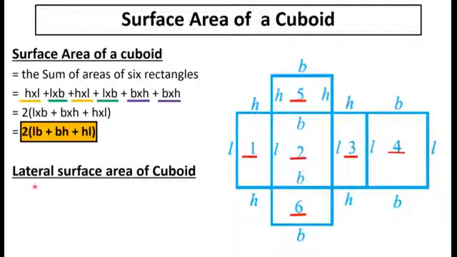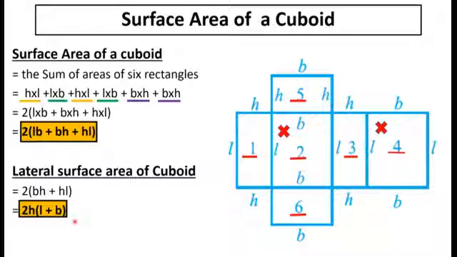Lateral surface area of cuboid. For calculating the lateral surface area, we do not consider bottom surface and top surface of cuboid. Only side 4 surfaces are considered. So it can be written as 2 into within bracket BH plus HL. If H is further taken common, then it becomes 2H within bracket L plus B. So this is our formula for lateral surface area of cuboid.